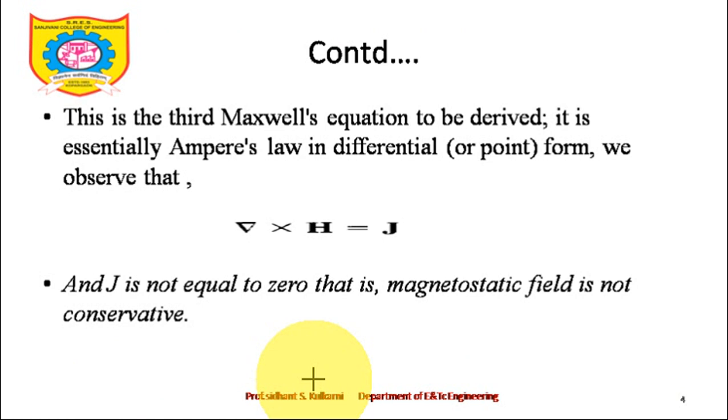We understood this also: del cross E bar, that is the curl of electric field intensity, is 0, but the curl of magnetic field intensity is not equal to 0. That means the magnetic field is not conservative. As we proceed I am going to say that magnetic flux is conserved, but right now that's not the point to be discussed. So del cross H bar is not equal to 0, that means H bar is not conservative. This is what we have studied.